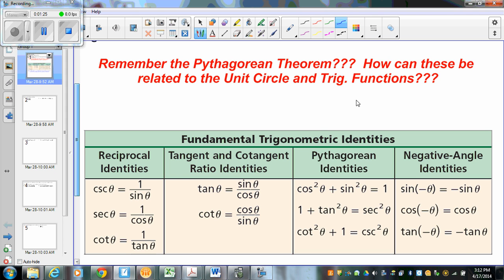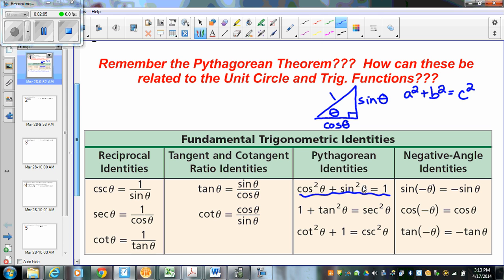Then we get to the Pythagorean identities. And let me sort of explain this to you. On the unit circle, the whole point of it being a unit circle is that theta is down here, the radius is 1, and remember the x-coordinate is cosine, and the y-coordinate is sine. That's the way the unit circle works. So if I was to apply that to the Pythagorean theorem, a squared plus b squared equals c squared, I would have cosine squared plus sine squared equals 1 squared, which is where this first Pythagorean identity comes from. Cosine squared plus sine squared equals 1.